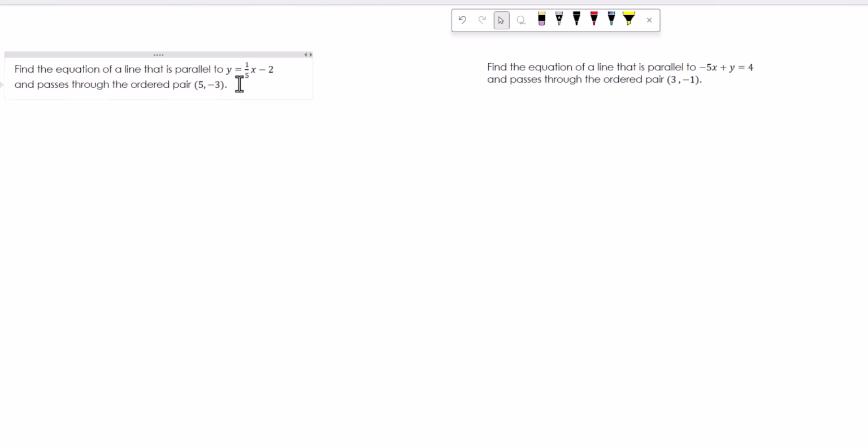You get to try this one by yourself. Pause the video, complete it, and then press play to check.